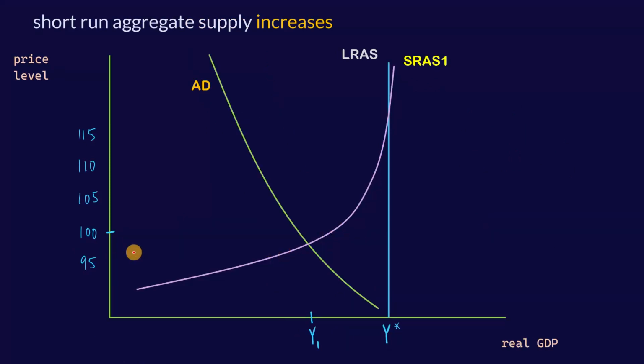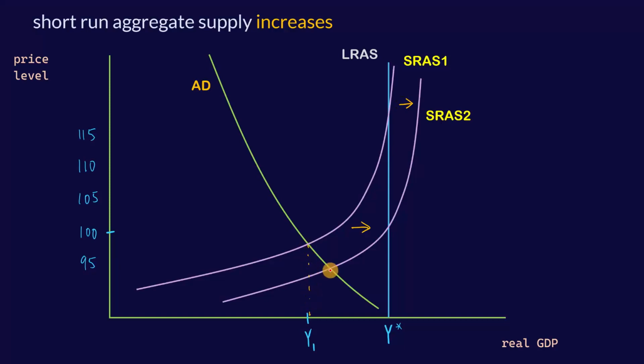Okay, now let's look at a change to short-run aggregate supply. If short-run aggregate supply increases, then we're talking about this curve here. It's going to move to the right. And so consequently, GDP is going to increase. The price level is going to fall, whatever this is here, 97, I guess, down to here, 93 or 94. Price level decreases.